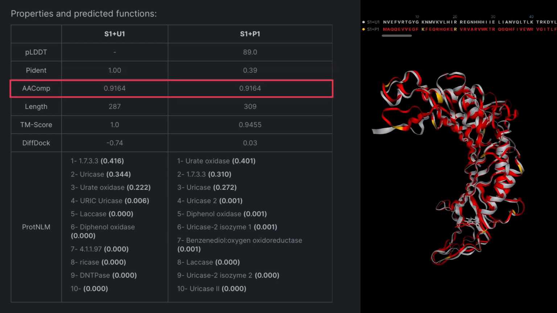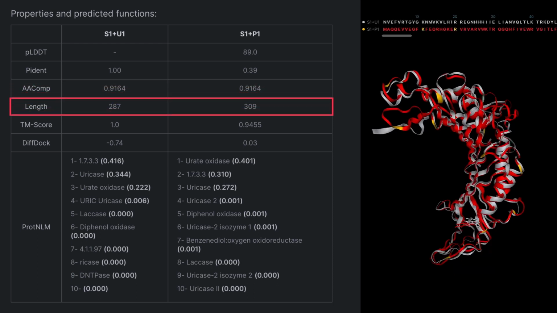AA-comp, or amino acid composition, is a measure of how similar the distribution of amino acids in a sequence is from "natural" sequences. This ranges from 0 to 1.0, where 0 means completely different from natural sequences, and 1.0 means exact match. Most natural sequences have an AA-comp value of 0.8 or higher. Length is simply the number of amino acids in the protein sequence.